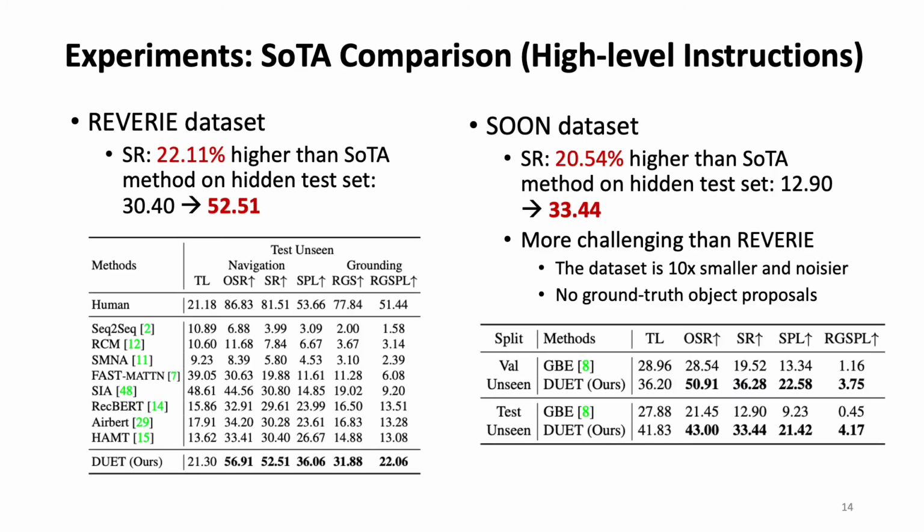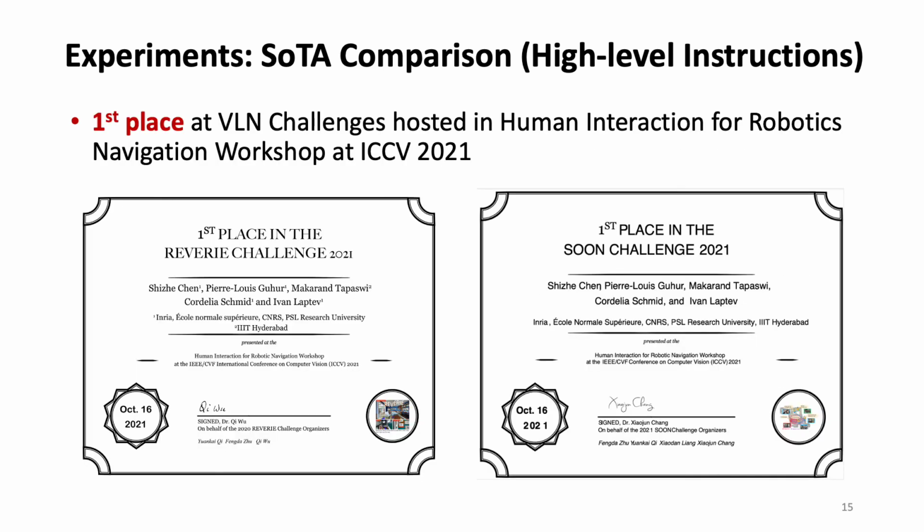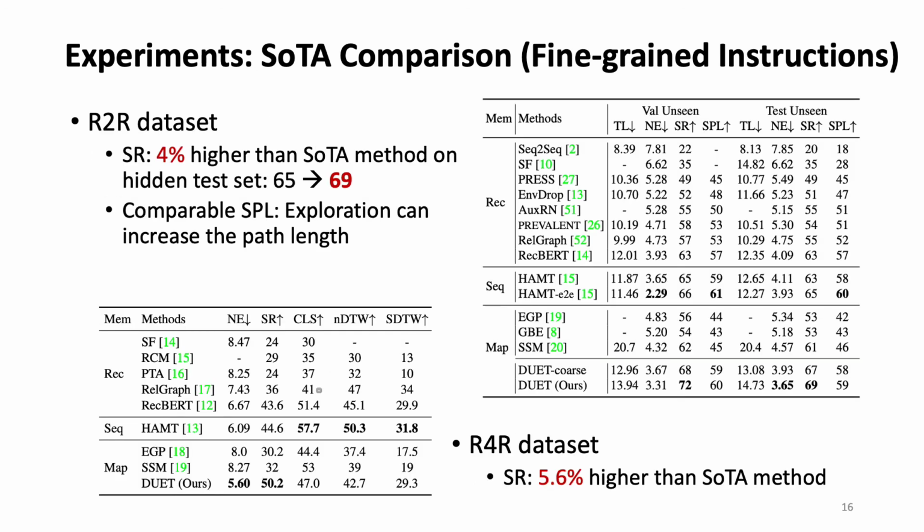Our DUET model outperforms the state-of-the-art methods by a large margin on Reverie and SOON datasets. The absolute gains on success rate are more than 20%. Our model achieved first place in the VLN Challenges at ICCV 2021. For VLN with fine-grained instructions, our DUET model also achieves better success rate on both Room-to-Room and Room-for-Room datasets.